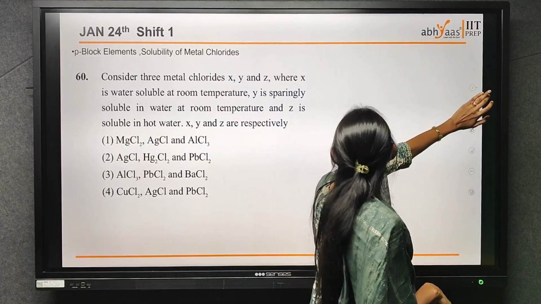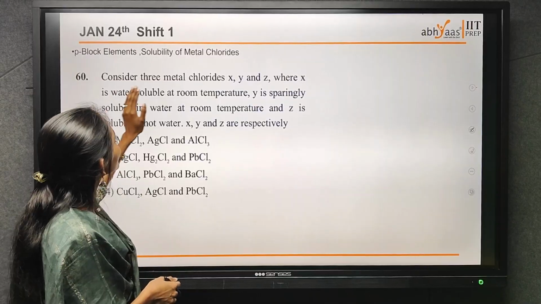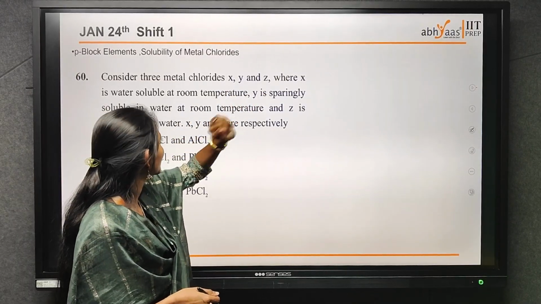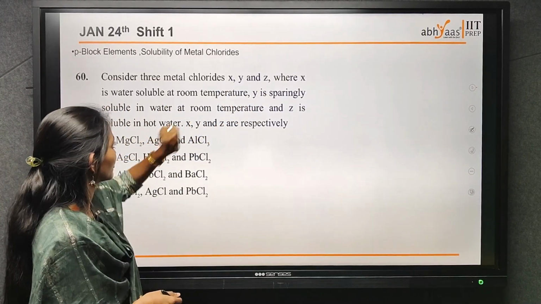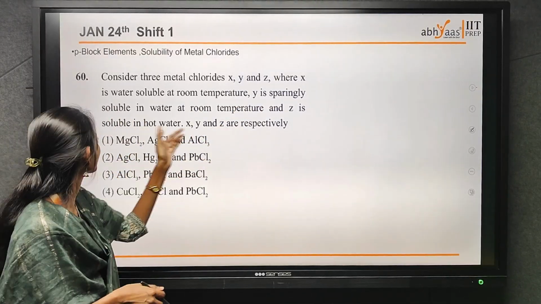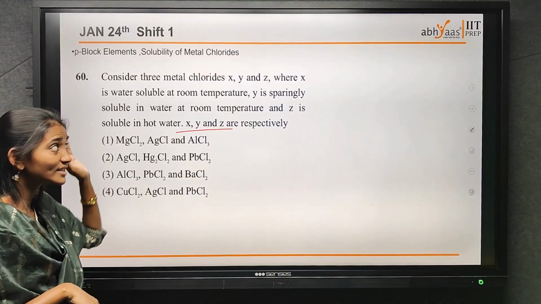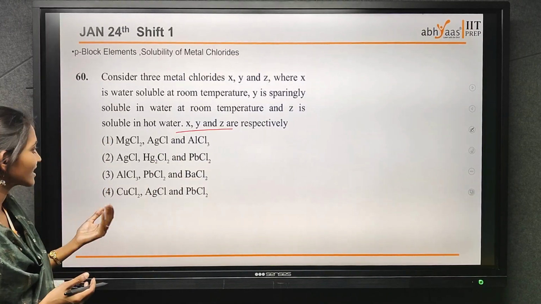Moving on to next question. This question is asked from P block elements. So consider the 3 metal chlorides of X, Y and Z, where X is water soluble at room temperature, Y is sparingly soluble in water at room temperature, and Z is soluble in hot water. They are asking X, Y, Z respectively. This is a concept based question, directly NCERT based one.